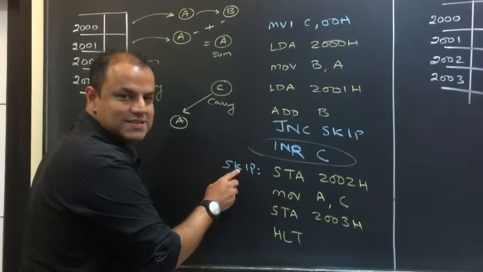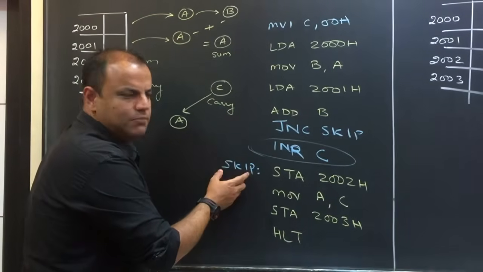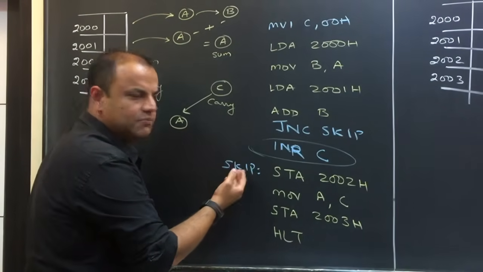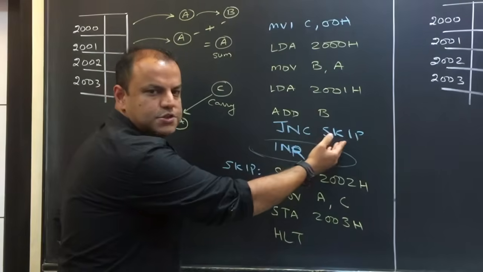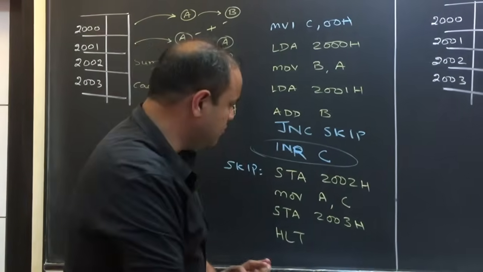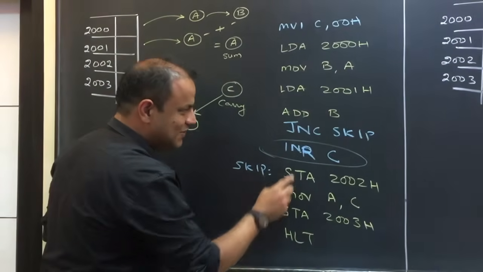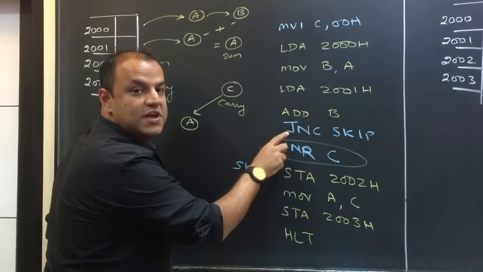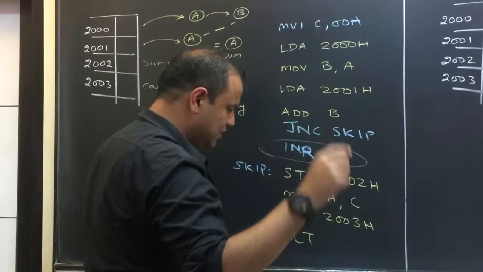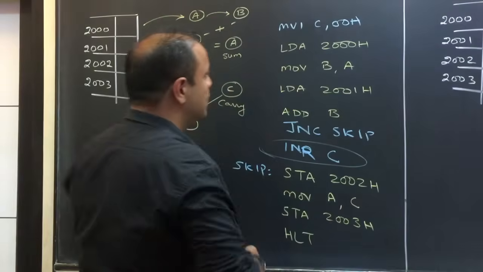What is this label? Skip. It's a label. You can give it any name you want to. Because I'm skipping an instruction, I've given the name skip. You could have called it down, then you'll be writing JNC down. That's just the name of a label, whatever you want to do. You're not skipping because I've written the name skip. You're skipping because of this instruction JNC. JNC stands for jump if no carry. So for the last time, let's just repeat the program, then we go ahead.